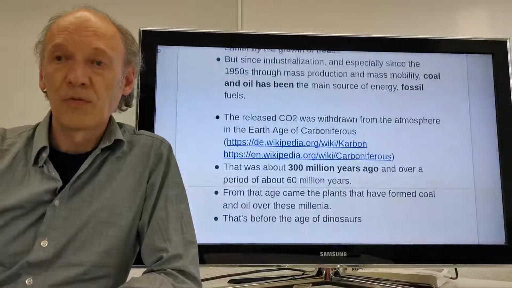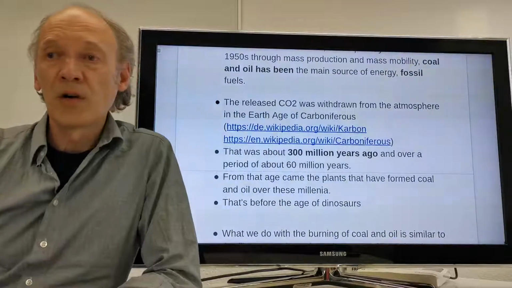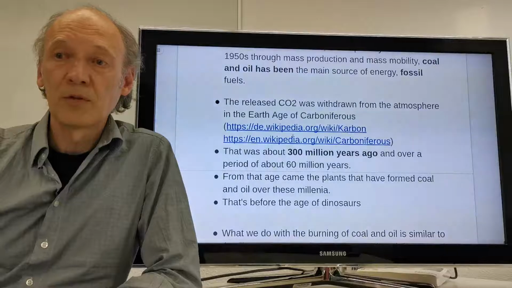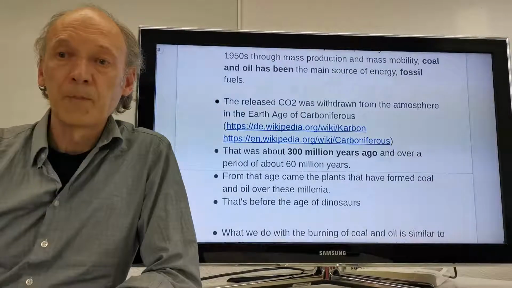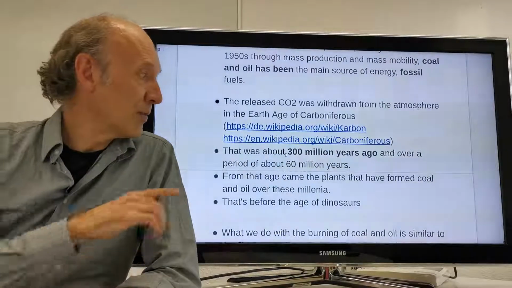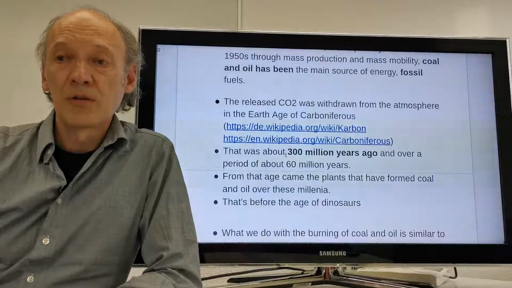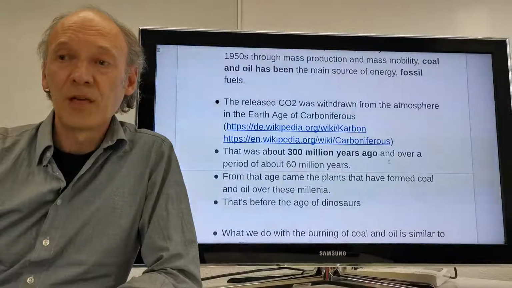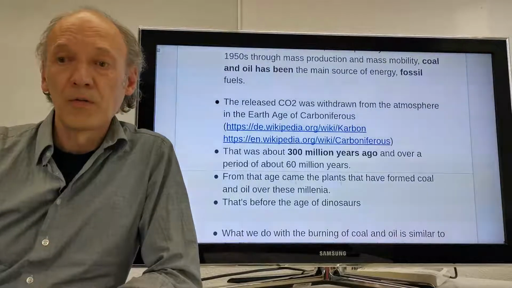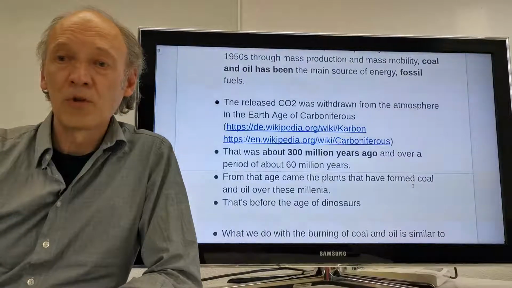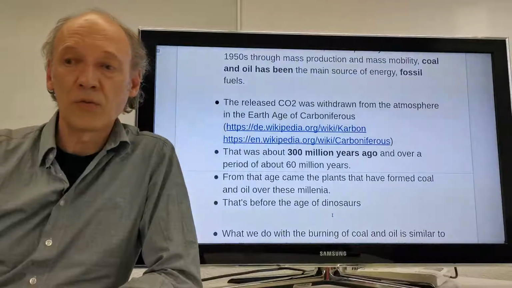Right? So the released CO2 was withdrawn from the atmosphere in the age of the Carboniferous. So you can read about it. This is the German Wikipedia page, this is the English Wikipedia page. And this age is about 300 million years ago. So it's really ancient. And this is an age which lasted about 60 million years. So a long time. So from that age came the plants that have formed coal and oil over these millennia. And that's even before the age of the dinosaurs.